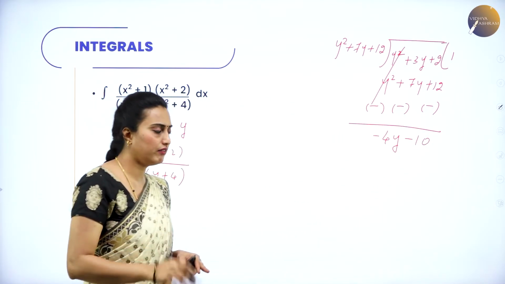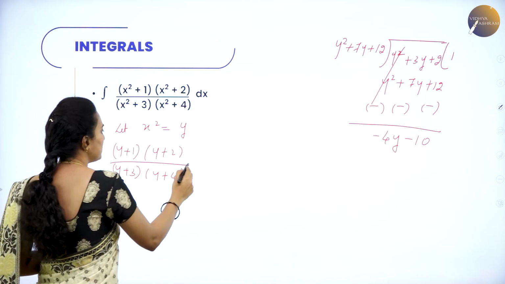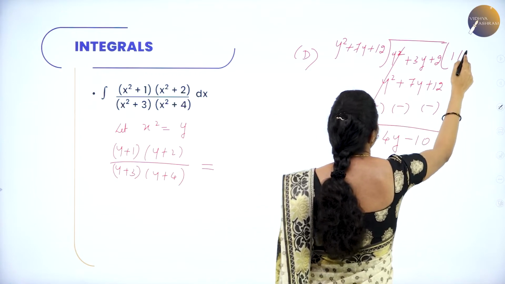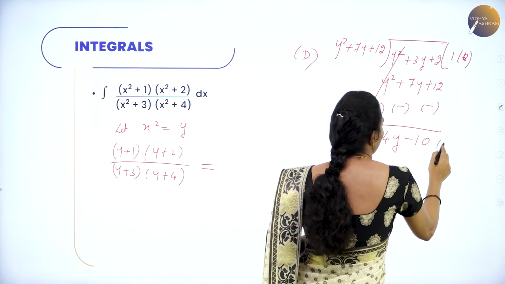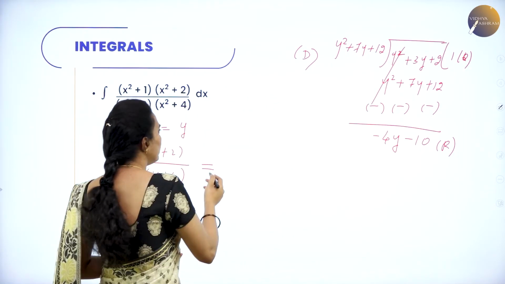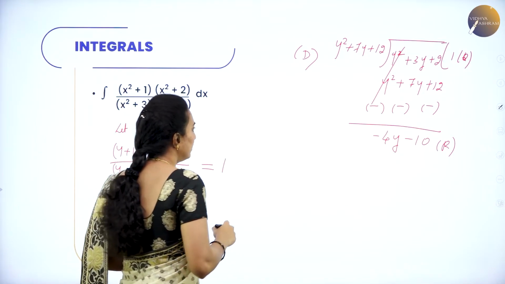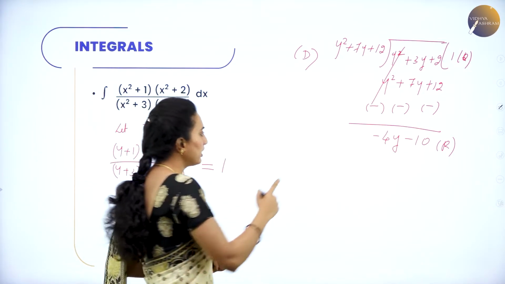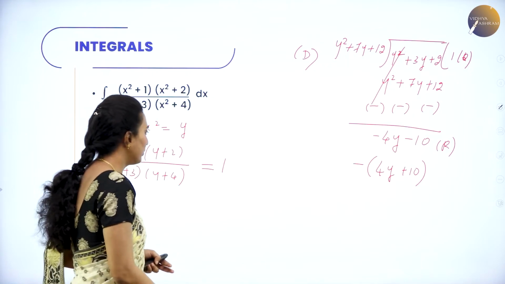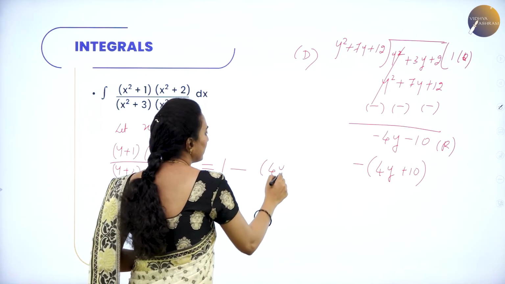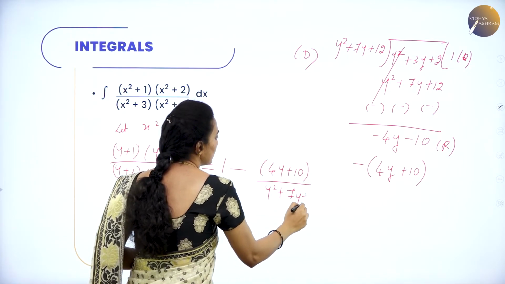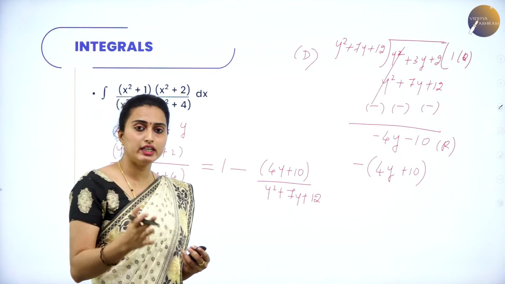Now you can write the given term as what? This is the dividend, this is the quotient and this is the remainder, right? Now you can write the given term as quotient plus remainder divided by divisor, where quotient is 1. Again, you can take minus sign common factor, so it will come as 4y plus 10, right? Therefore, you can write this one as 1 minus 4y plus 10 divided by y squared plus 7y plus 12. Now here you should integrate by substituting y.